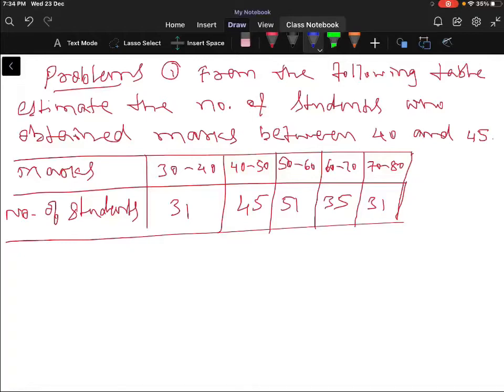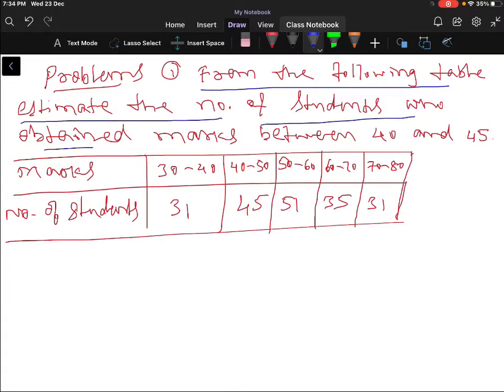In this video, I'm going to discuss some problems on Newton's forward interpolation formula. Let us move to the problems. From the following table, estimate the number of students who obtained marks between 40 and 45 marks.